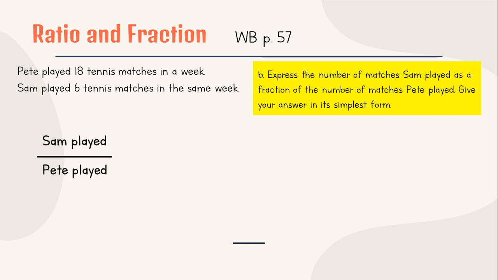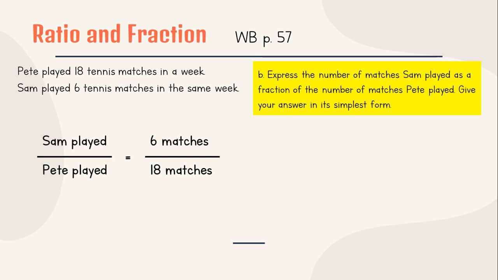Same plate per split plate. Why is same on the top? It's on the top because same goes first, and then followed by pit. That's why pit will be on the denominator. So same plate to pit plate is 6 matches over 18 matches, or 6 per 18.